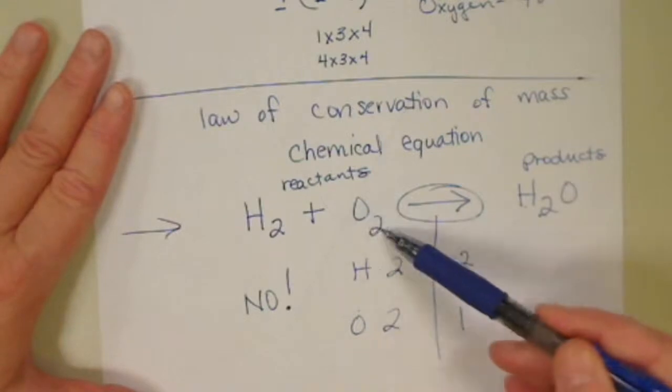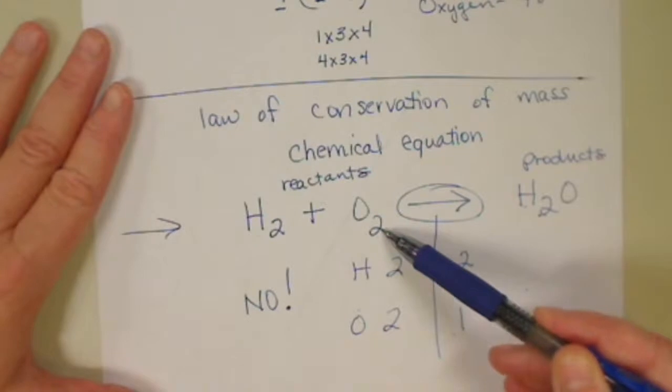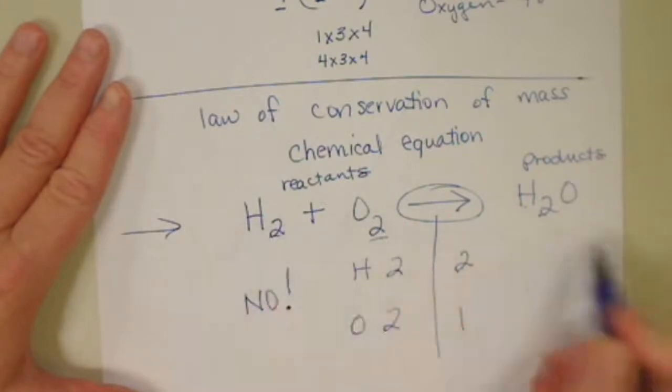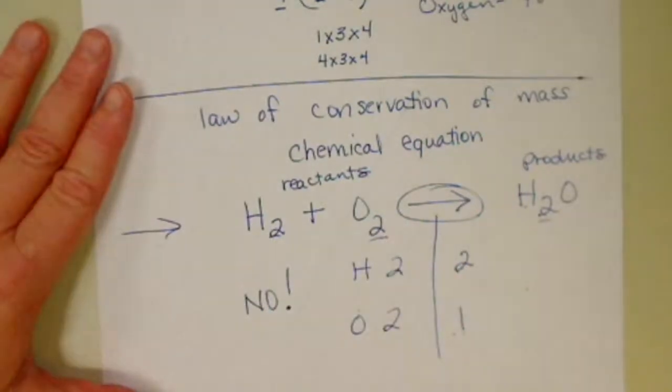So we can't just change that to 1. By the way, if you are balancing equations, you can never change the subscripts. Never. Okay? All you can do is change the number of molecules they have of each one.